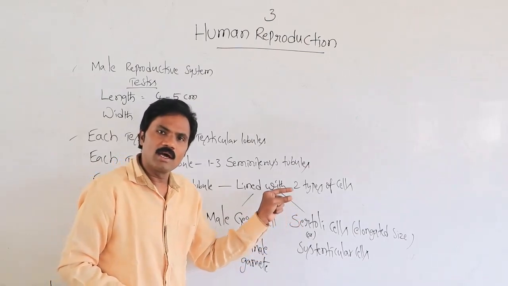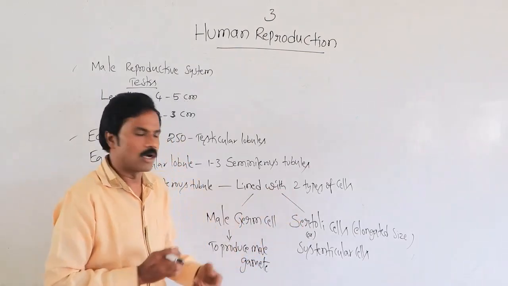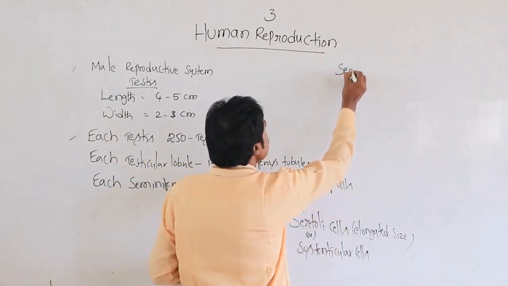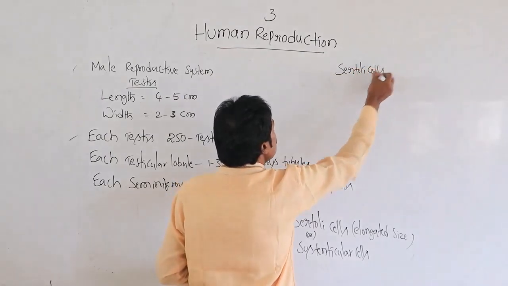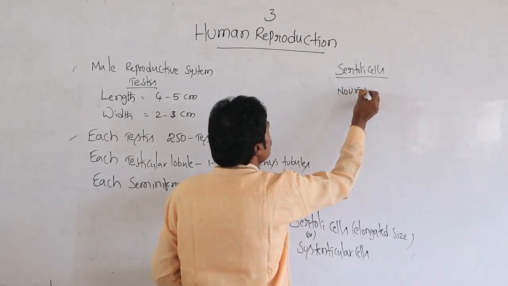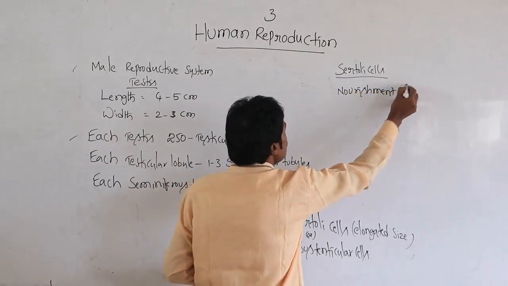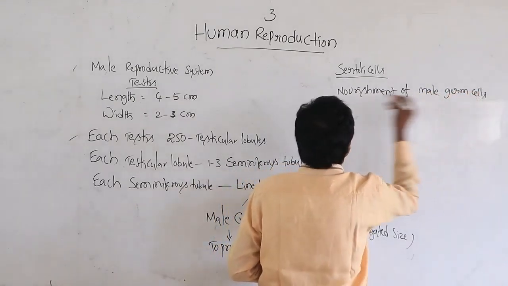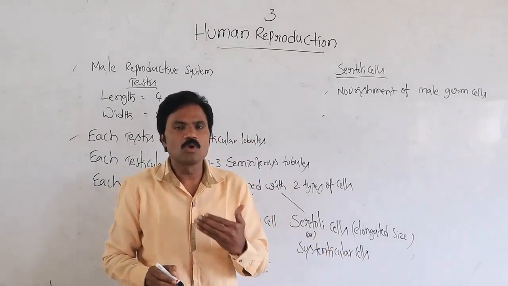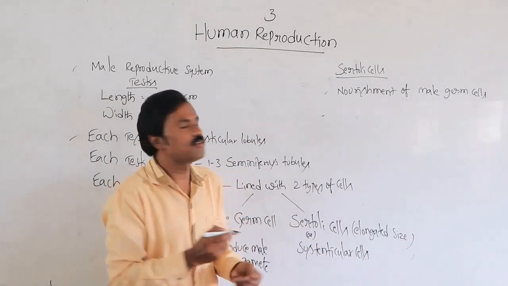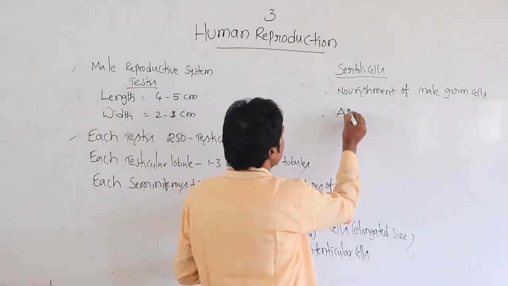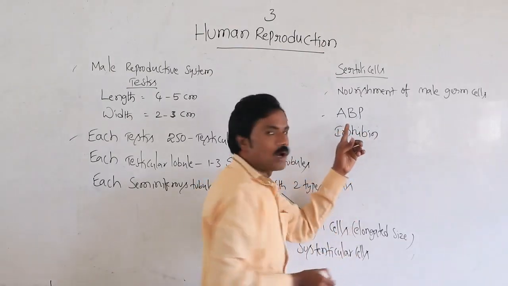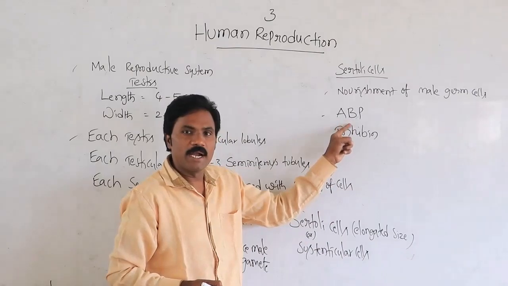Along with this, they also produce certain proteins. What is the name of the proteins? Sertoli cells help nourish the male germ cells, and along with this they also produce particular proteins, like ABP as well as inhibin. What is the meaning of ABP? Androgen binding protein.